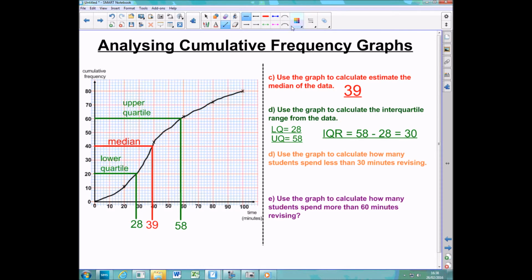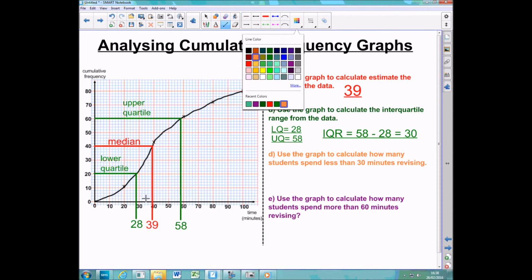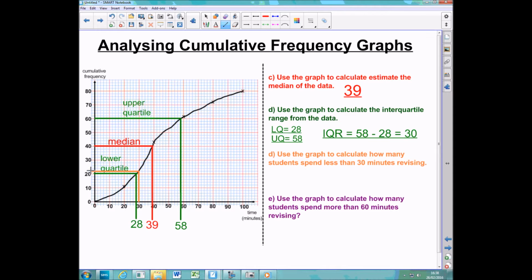So down the bottom here I'm going to just find 30, which is down here, quite close to my lower quartile, go up to my line and across. And as you can see here, I get an answer of 22. So my answer here for the students that spend less than 30 minutes revising is going to be 22.